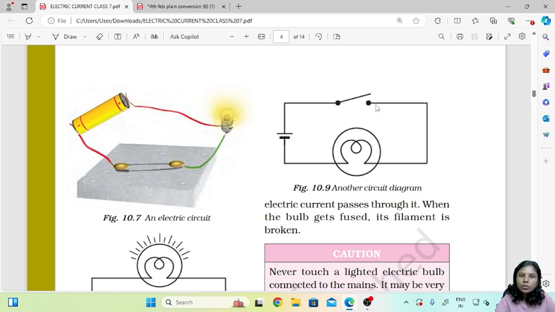When this switch is closed, it is a closed electric circuit, and the bulb will glow and the current will pass only when the switch is on and it is a closed electric circuit.